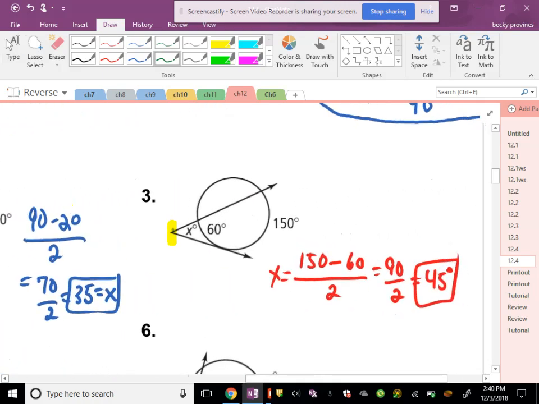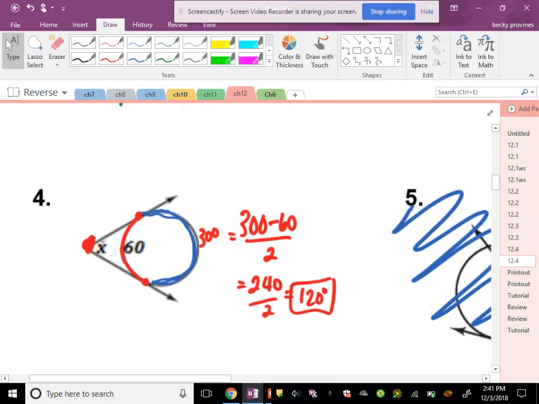Number 3, again, you're outside the group of friends, so you're subtracting. I take the big arc here and subtract the smaller arc to get 90 over 2, which is 45 degrees.